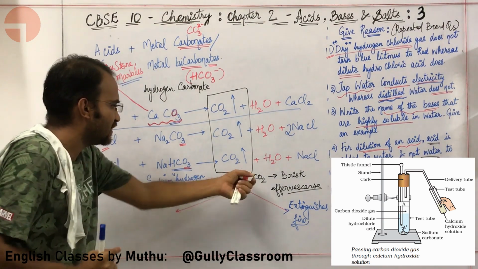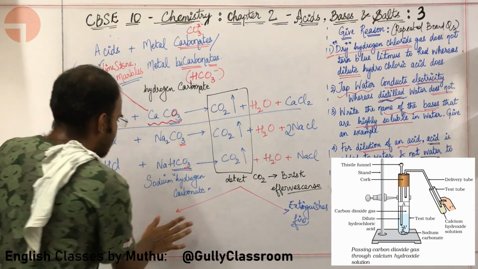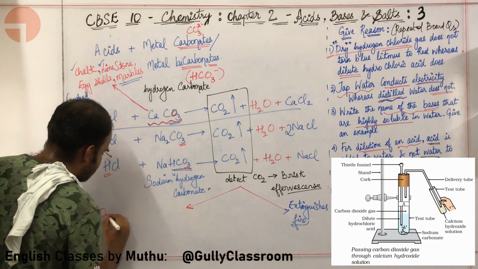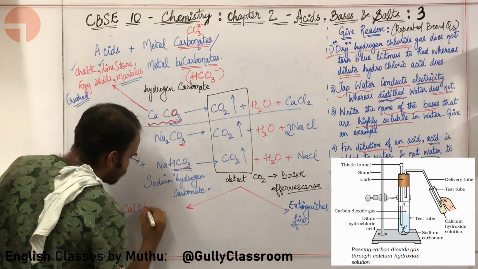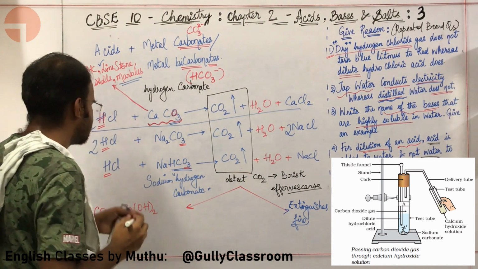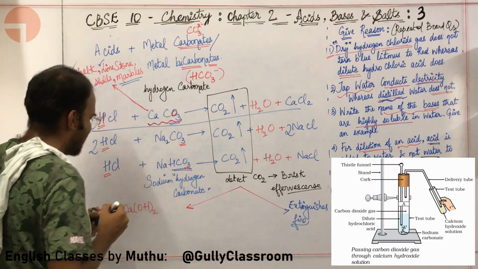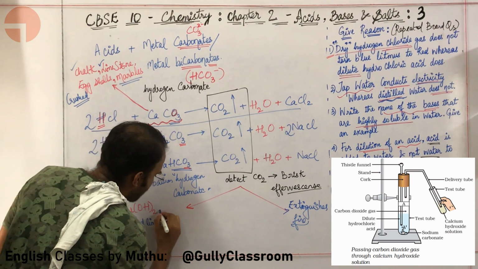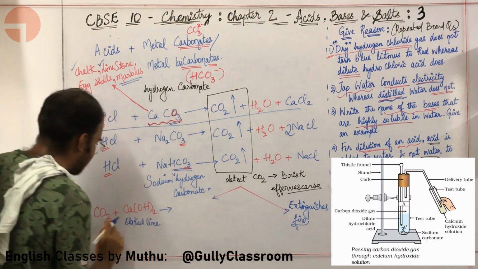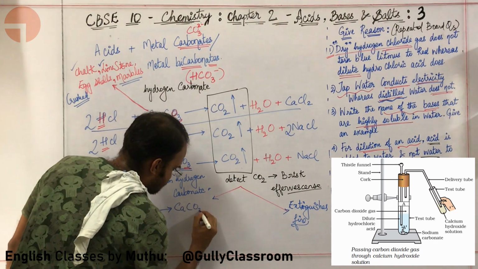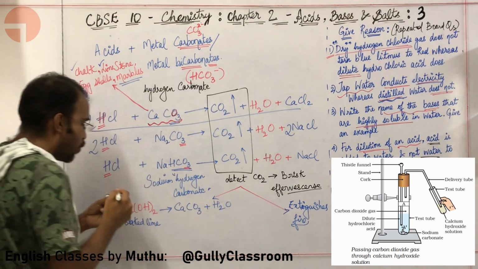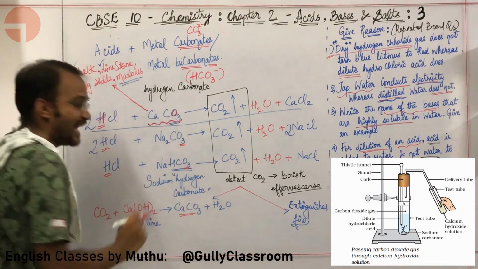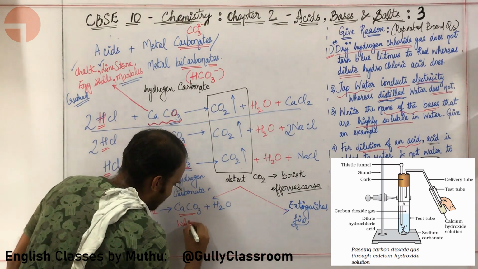What is another method of detecting carbon dioxide? Let us take carbon dioxide and add it to Ca(OH)2. Ca(OH)2 is called slaked lime. What will happen here? In this reaction, you will get CaCO3 plus H2O. What is the nature of CaCO3? CaCO3 or calcium carbonate is simply a white precipitate.